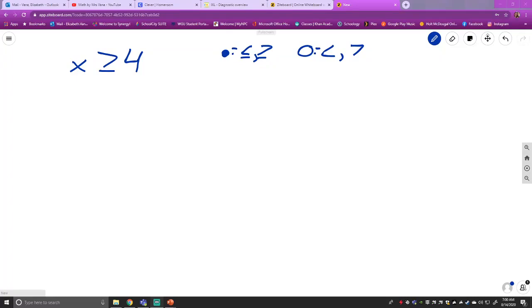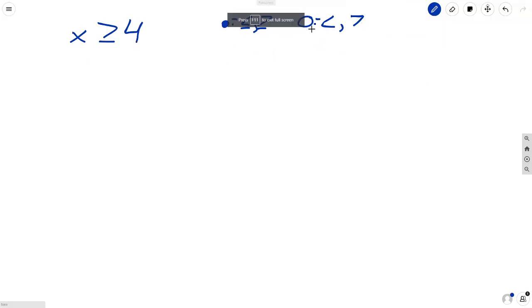Alright, let's refresh how you graph an inequality on a number line. Remember, when we're graphing on a number line, we can have a closed circle or an open circle. The closed circle is including anything less than or equal to or greater than or equal to. The open circle is less than or greater than. So let's see what that actually looks like here.